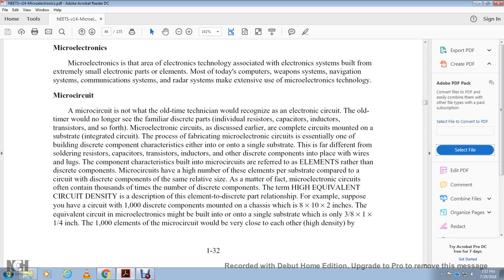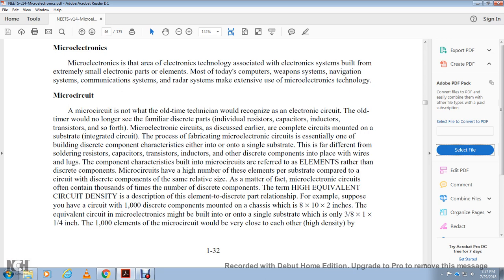A microcircuit is made of elements rather than discrete components. Microcircuits have a large number of these elements on the substrate. Compare the size of a circuit with discrete components to the same circuit built as a microelectronic circuit, which can hold thousands of times the number of elements. The term high equivalent circuit density is used to describe this relationship.